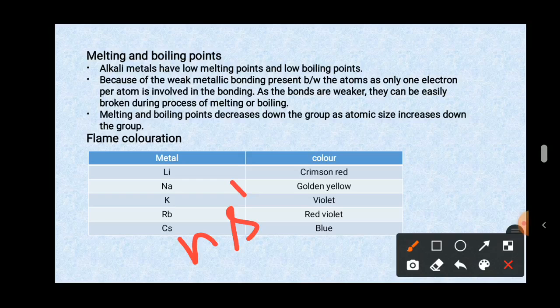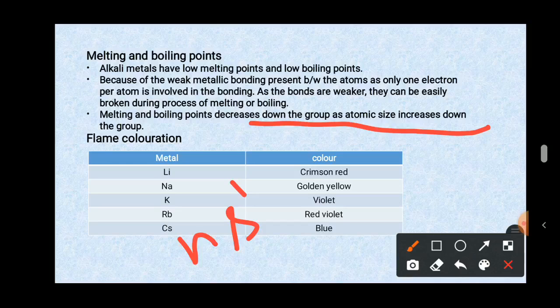And if I compare with the group 2 alkaline earth metals, usually group 2 elements have a higher melting point and boiling point than the group 1 elements. So here all the points have been written. You can see the slide, read it properly. Whenever you want to read the slide, pause the video and read the concept.